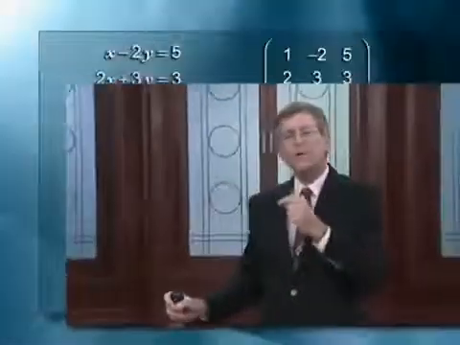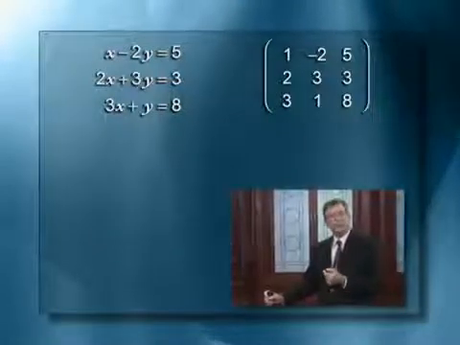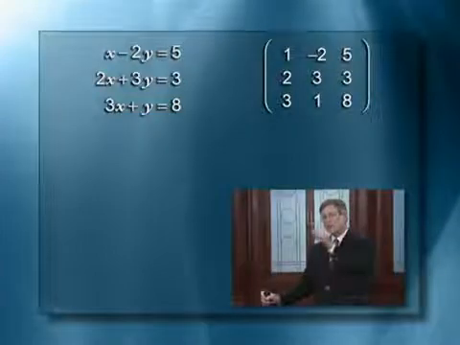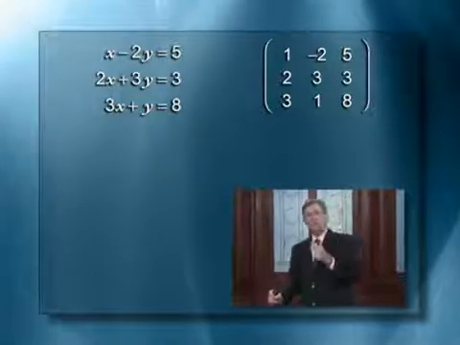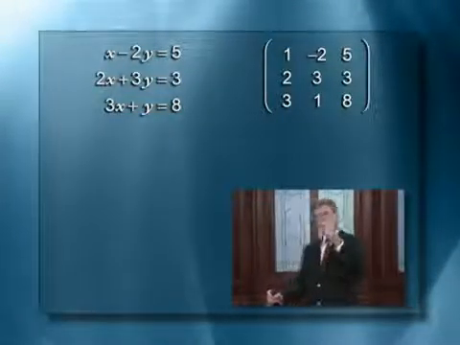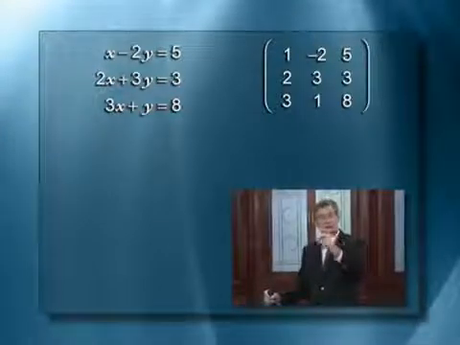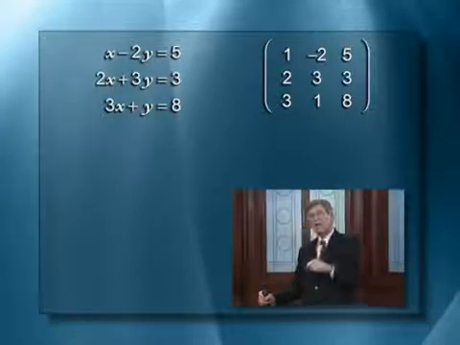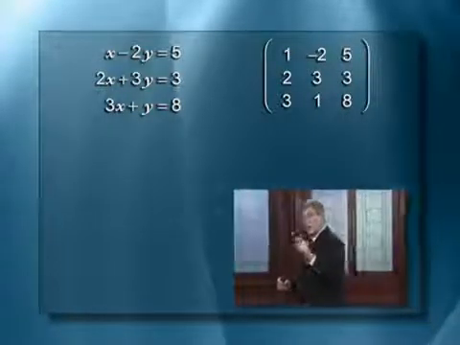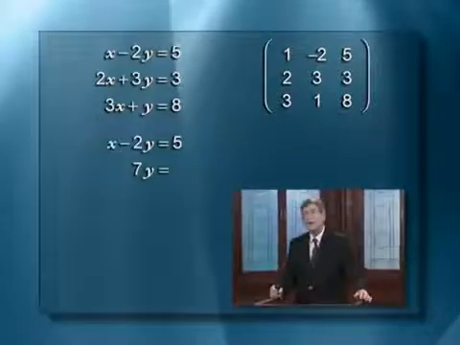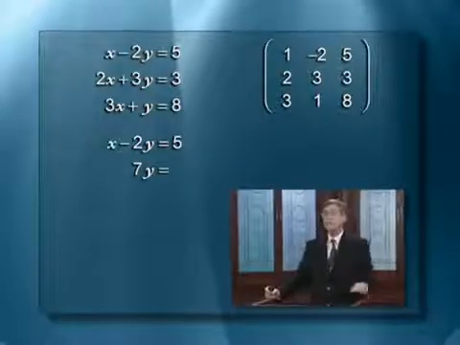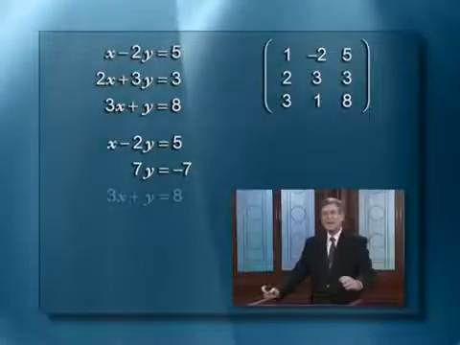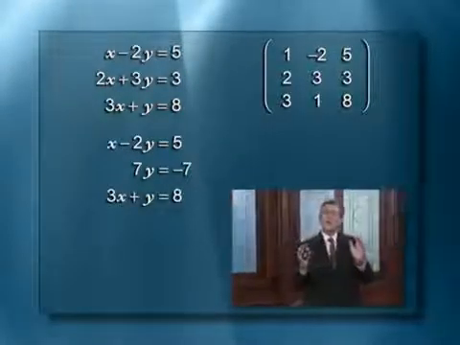All right, what would the first step be over there with the system? Well, to eliminate the 2x in the second equation, I'd multiply the first equation by minus 2 and add it to the second equation. So I would get minus 2x plus 2x, which is 0x, minus 2 times minus 2y is 4y plus 3y is 7y, and the constant term minus 2 times 5 is minus 10 plus 3 is minus 7. Now look over there at the matrix.